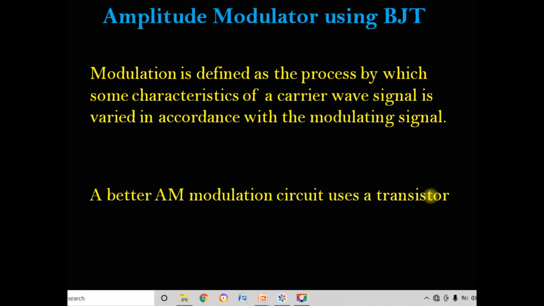The modulation is the process by which some characteristic of the carrier wave signal is varied in accordance with the input modulating signal. To do this process, we use the AM modulator circuit with the transistor.